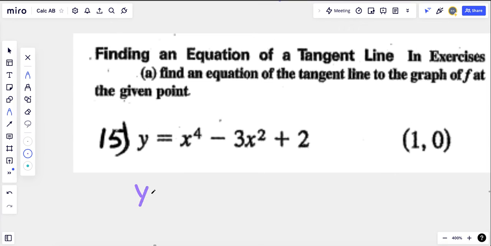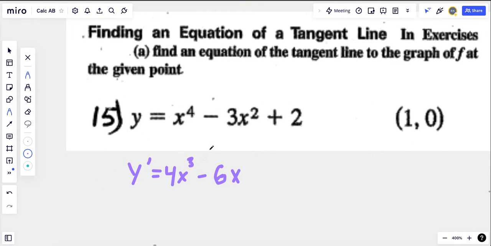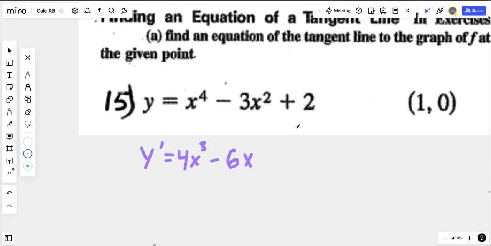So y prime is equal to, power rule, 4 comes down, so 4, and then reduces by 1, so it's 3. And then here 2 comes down, so 3 times 2 is 6. And then x, you reduce 2 by 1, so it's just 1. And then this is 0. So this is your derivative. Now you're evaluating this at (1, 0).